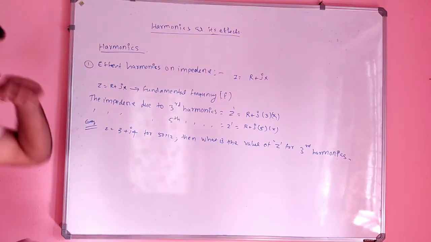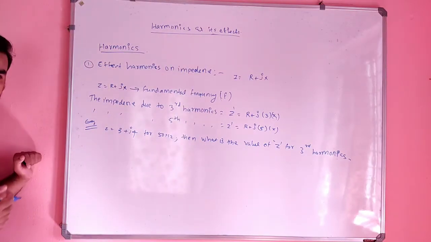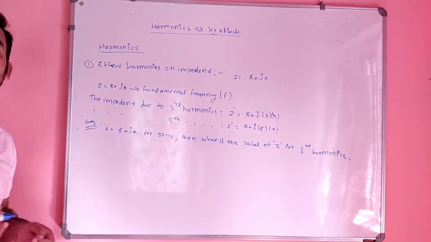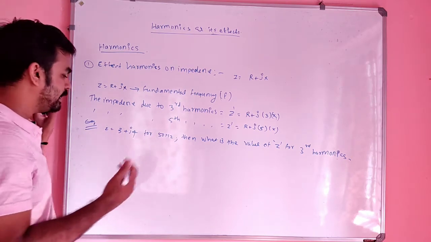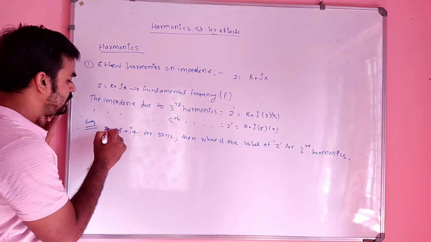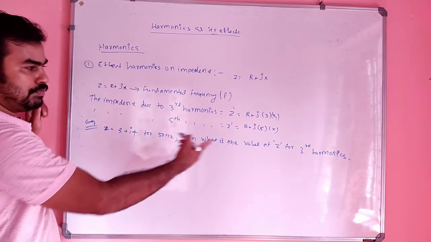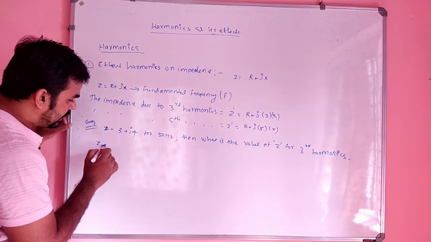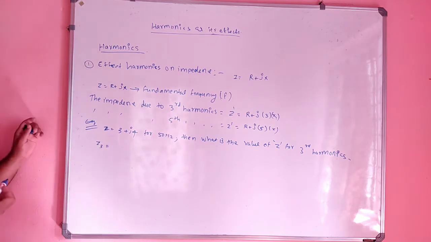What is the value of Z for third harmonics? This is an example. This type of question may also come as a one-word question. So we have Z equal to 3 plus J4, and we have to find Z for third harmonics. Let it be Z3.